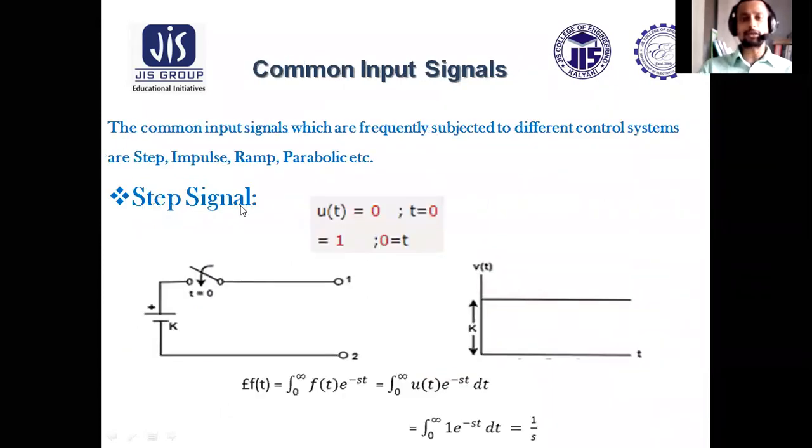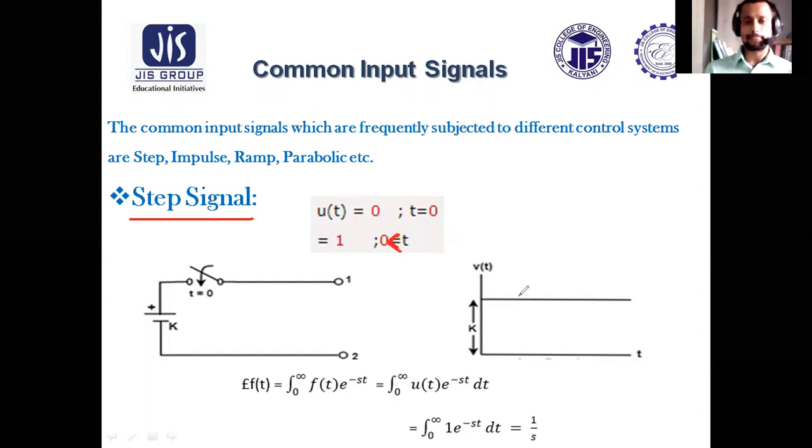Now let us discuss the common input signals which are frequently used in electrical circuit analysis, in control system analysis. First signal is step signal. You all are familiar with step signal. Step signal can be described by these two equations: u(t) equals 0 for t equals 0, u(t) equals 1 for t greater than 0.